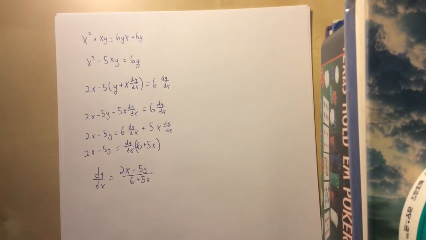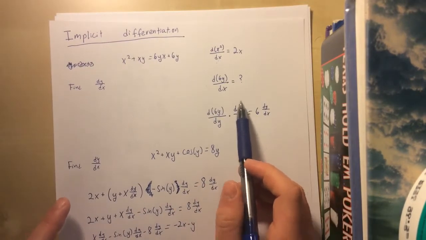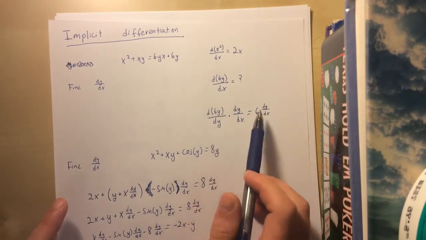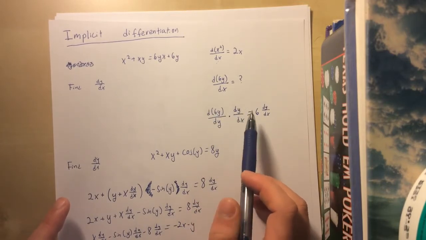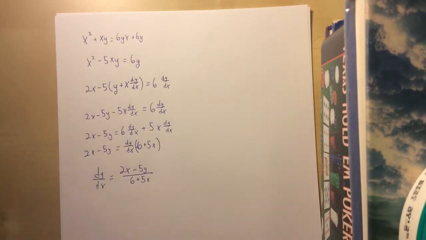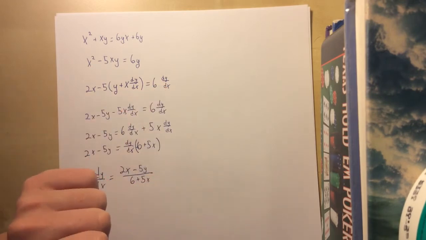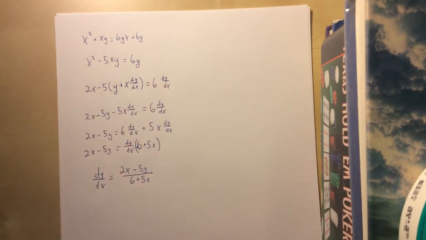So once again, it might seem difficult to think about it like this every time of why you have to add this dy dx. It's much easier to just understand that whenever you're taking a derivative of y, you just add this dy dx. And that's how you do implicit differentiation.